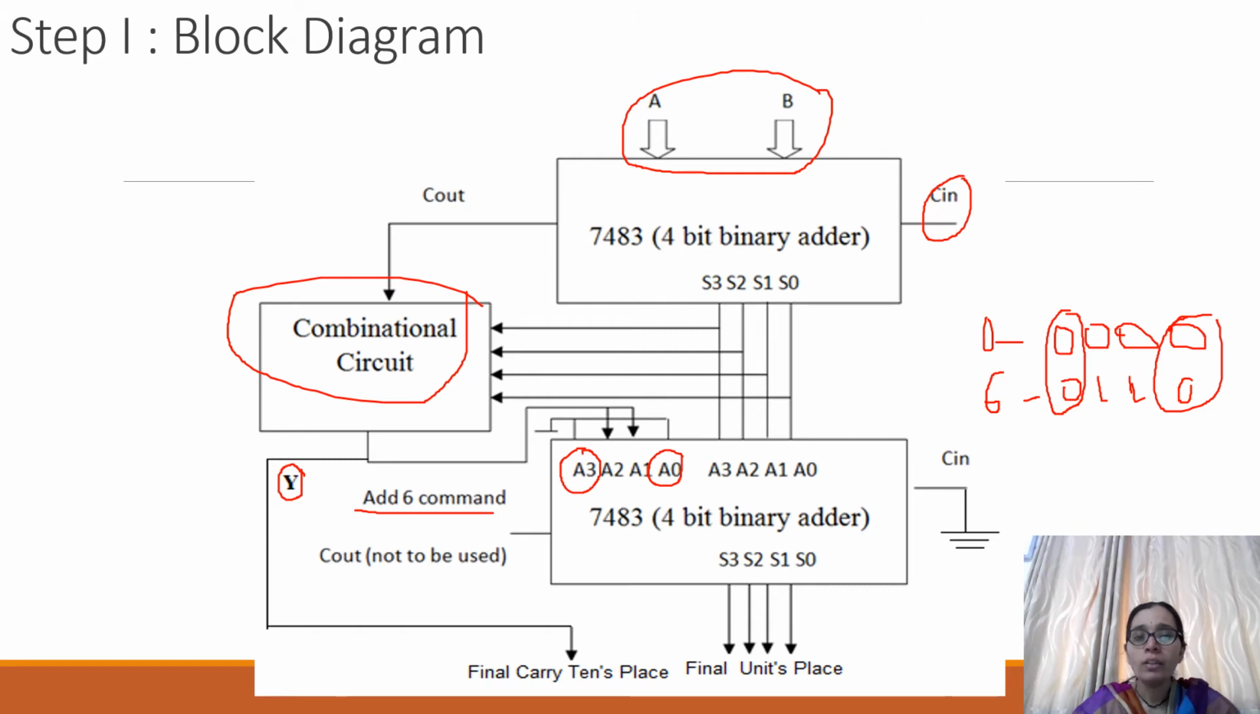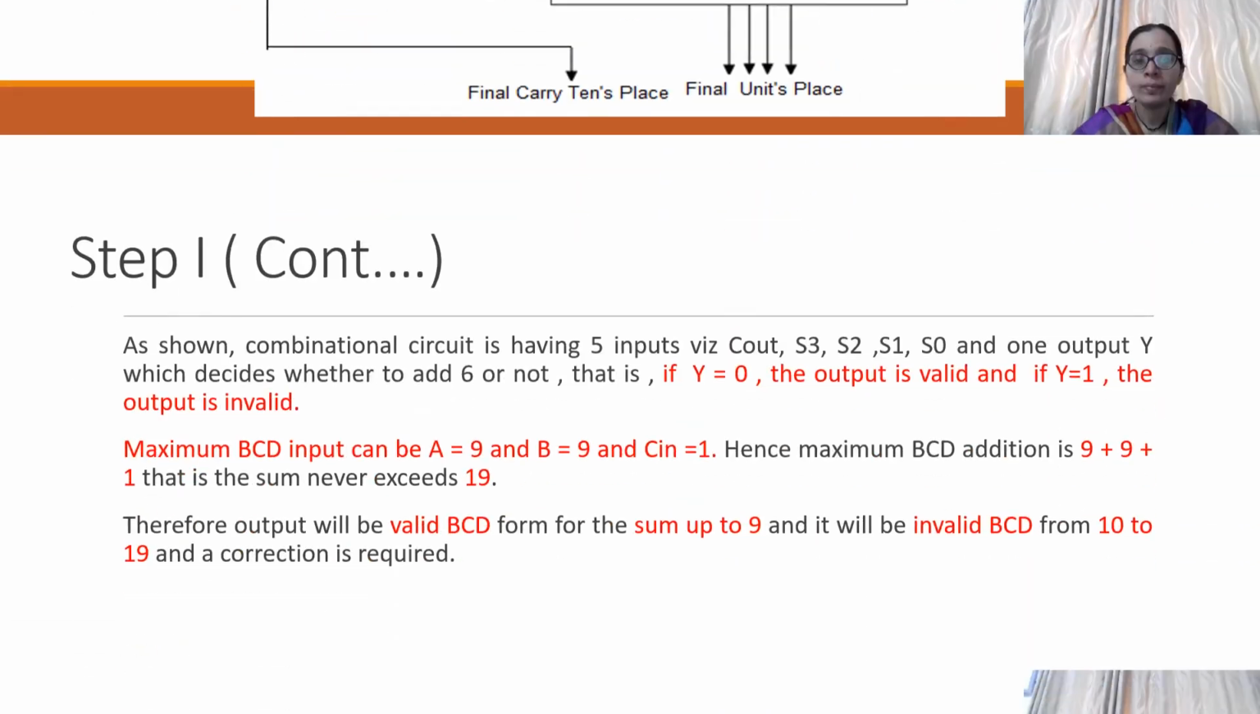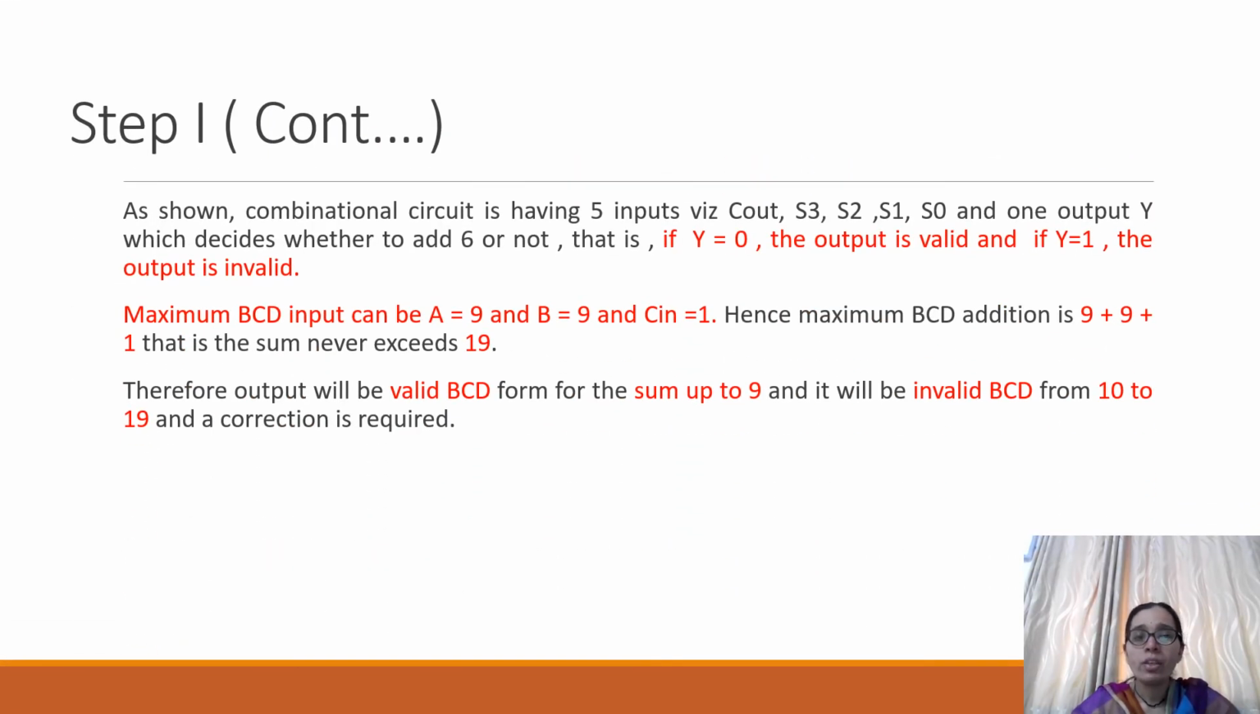Okay. And now B will be considered here, and then the 7483 will add these two numbers and the final output will be generated. So this is how the block diagram of the BCD adder using 7483 is, and this add 6 will be considered as the final carry. This is the final tens place and this is the final units place. Whatever I have mentioned, the combinational circuit has 5 inputs, that is Cout, S3, S2, S1 and S0, and one output Y, which decides whether to add 6 or not.